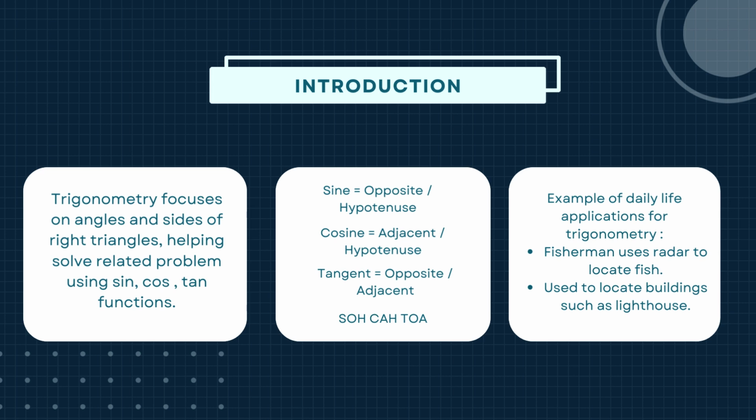Imagine a fisherman using radar to locate fish. Trigonometry helps calculate distances and angles, making his catch effortless. Similarly, engineers use trigonometry to position structures like lighthouses, ensuring safe navigation for ships. From fishing to navigation, trigonometry's practical applications are all around us, simplifying everyday tasks and making life just a bit easier.